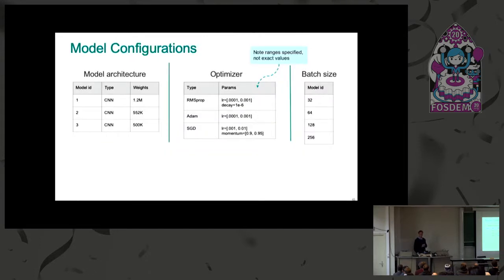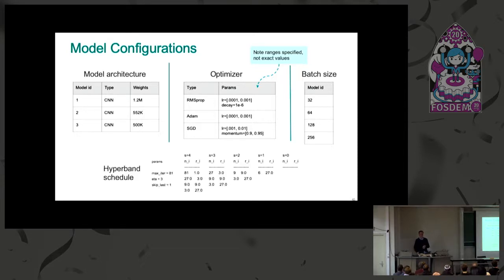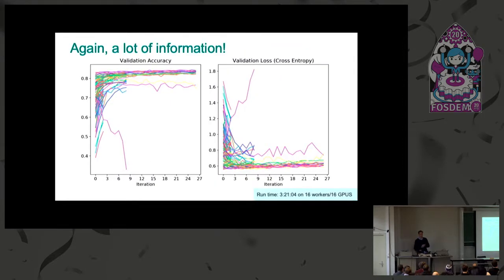Again, we start with a bunch of model configurations. Now we're not doing grid search. We actually set ranges for things because we need to generate different combinations. And then we run it according to the schedule. And the same thing happens, right? You get a lot of information. You could stop here and say, I'm gonna just go through one pass of my automated machine learning.